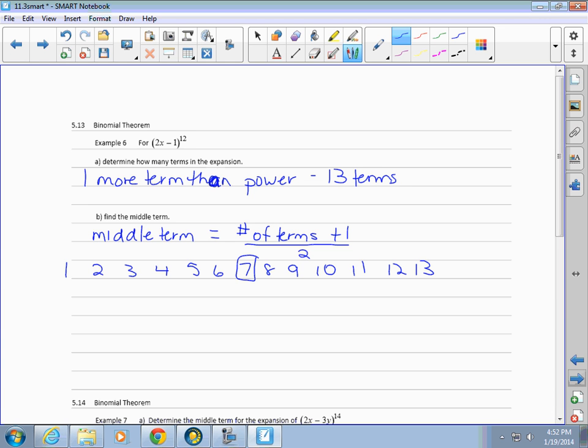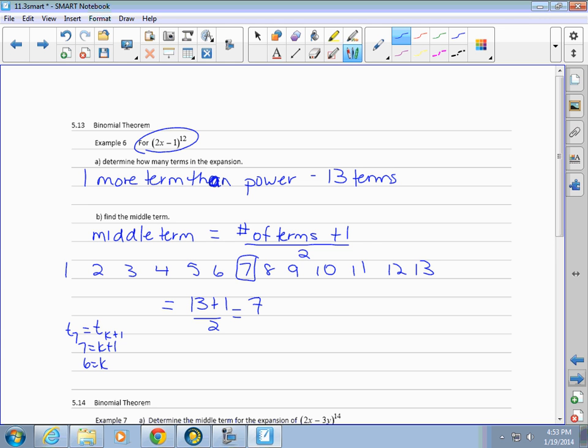So for this one, my number of terms for this expansion was 13 plus 1 divided by 2, which is 14 divided by 2, so that equals 7. Now if I want to find the middle term, in this case the 7th term, I'm using my term formula. Term 7 is equal to t sub k plus 1, so 7 is equal to k plus 1, so 6 is equal to k.